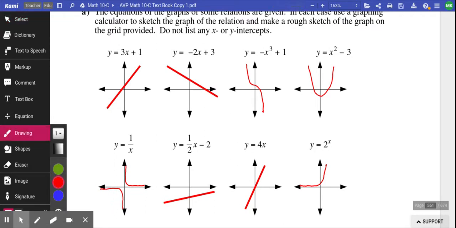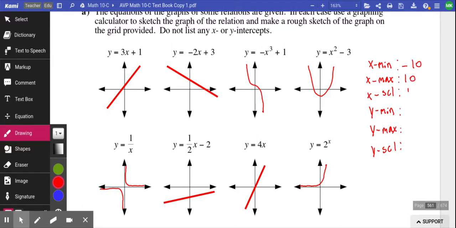When you click window on your calculator, it'll give you your x minimum, x maximum, x scale, stuff like that. So it goes x min, x max, x scale, and then y min, y max, y scale. When you practice graphing all these, for your minimum you want -10, for your maximum you want +10, and for your scale you want 1. Minimum -10, maximum +10, scale 1. So go ahead, try to graph all those things.